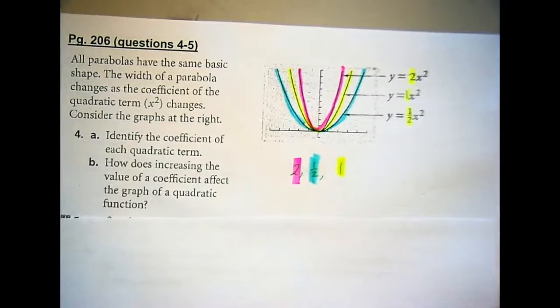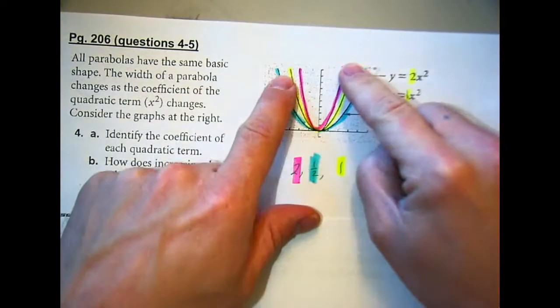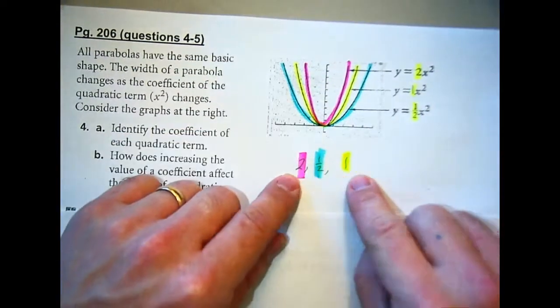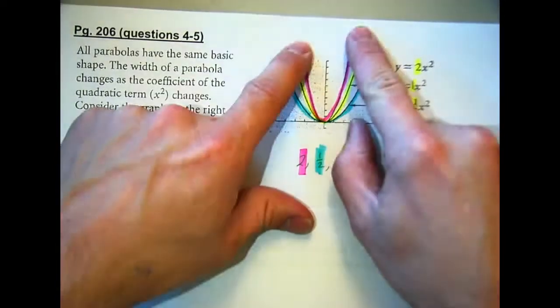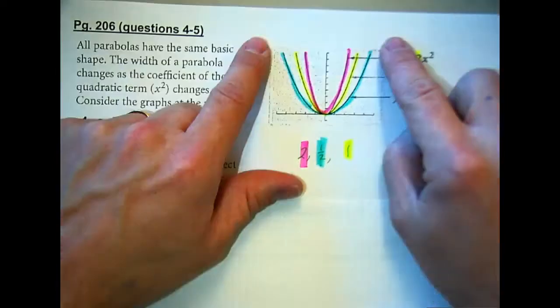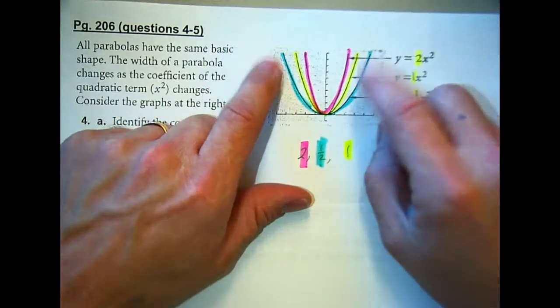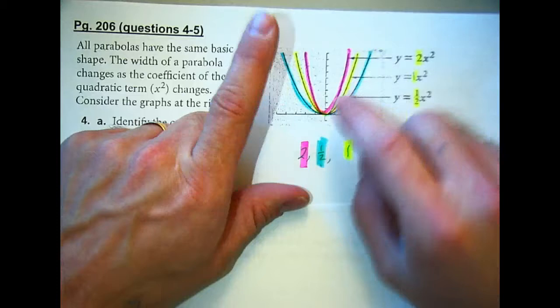So the further your value is from 0, your graph gets what? Yeah, it starts getting narrow. You're going up faster. The closer your value is to 0, what happens to your graph? It gets wider. Now, how many remember talking about this at the beginning of the week? Does it matter if it's positive or negative?